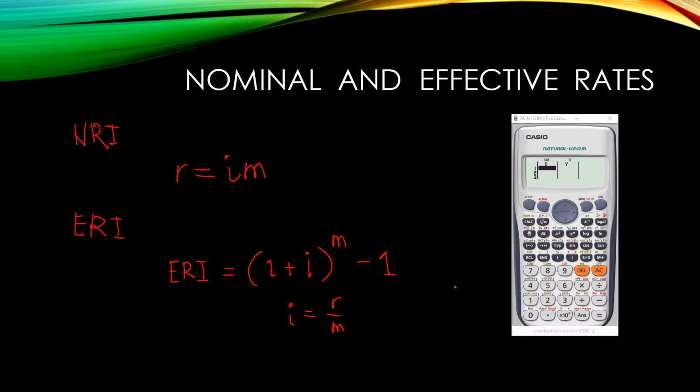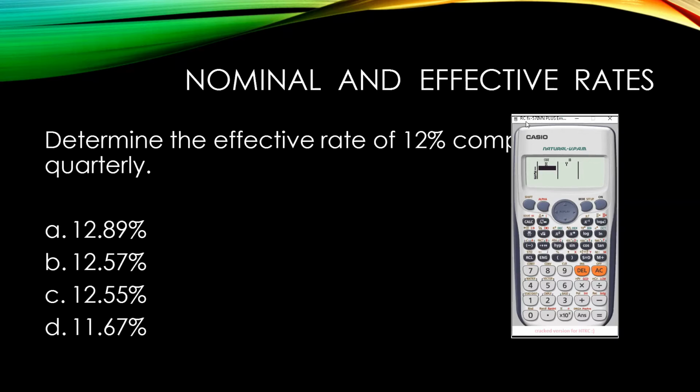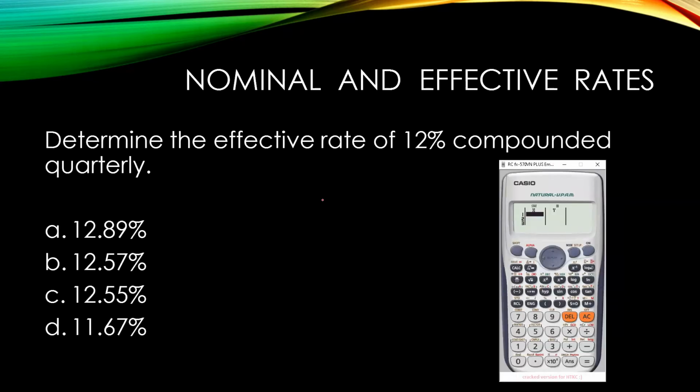Okay, example number 1 is, determine the effective rate of 12% compounded quarterly. So yung hinahanap dito is the effective rate of 12% compounded quarterly. So this is our nominal rate, yung 12% natin. At saka yung hinahanap niya is the effective rate of interest for 1 year. Okay, so paano ba i-solve ito? So there are different ways in solving this one.